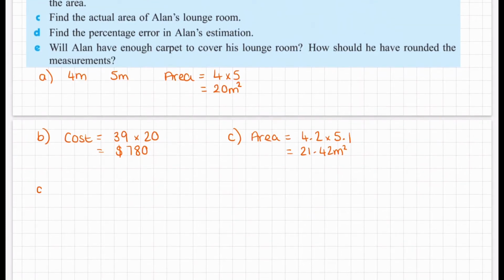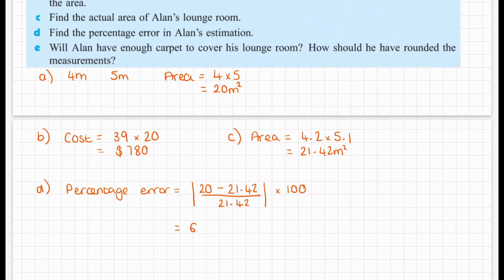Part D, find the percentage error in Alan's estimation. The percentage error equals the absolute value of the approximate, which was 20, minus the exact, which is 21.42, divided by the exact, and then we times that by 100. When we do that, we get approximately 6.63%.